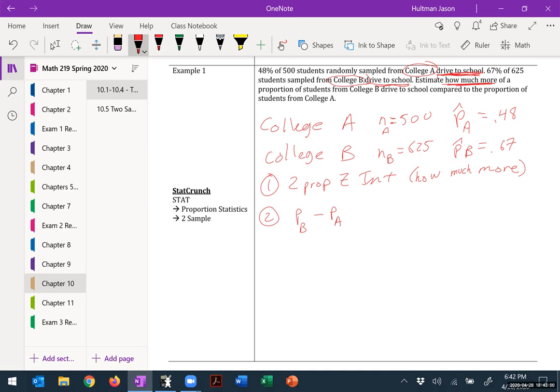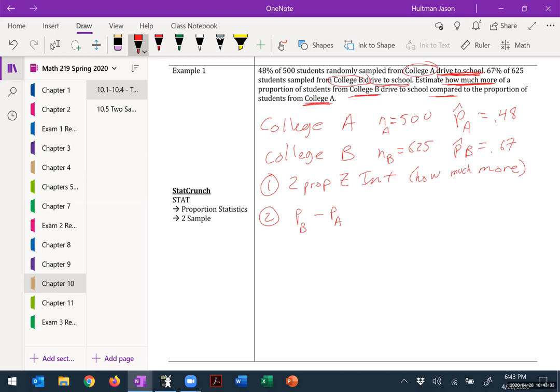Okay. Professor, just curious, why is college B your P1? Because it says, estimate how much more of a proportion of college students from college B drive to school compared to the proportion of students from college A. Okay, thank you. I just went in order there. They compare B to A. Okay. So we want the difference in the proportions.